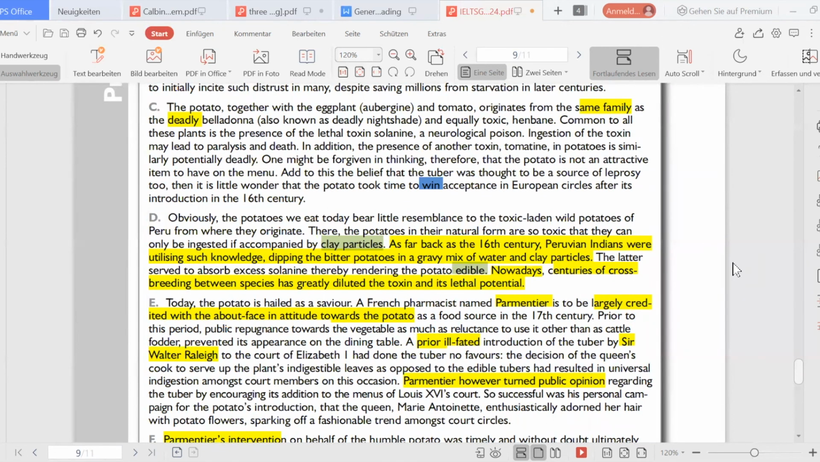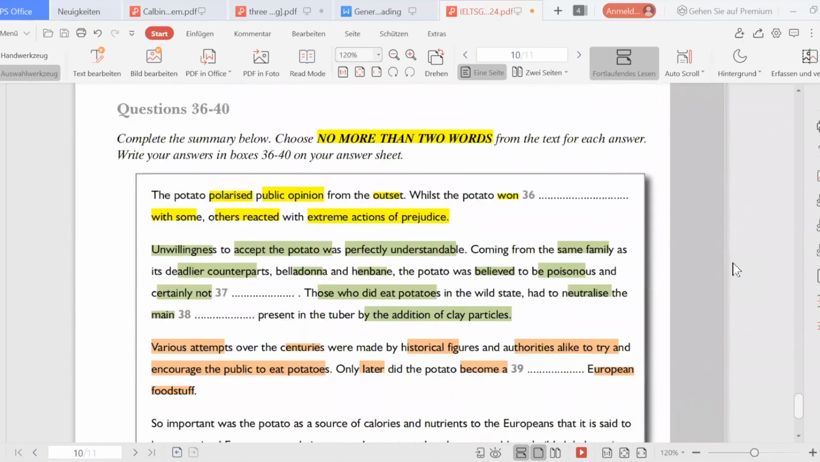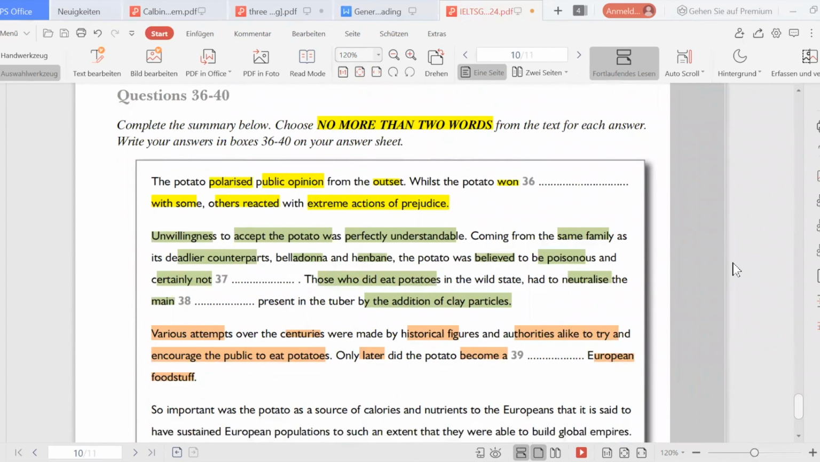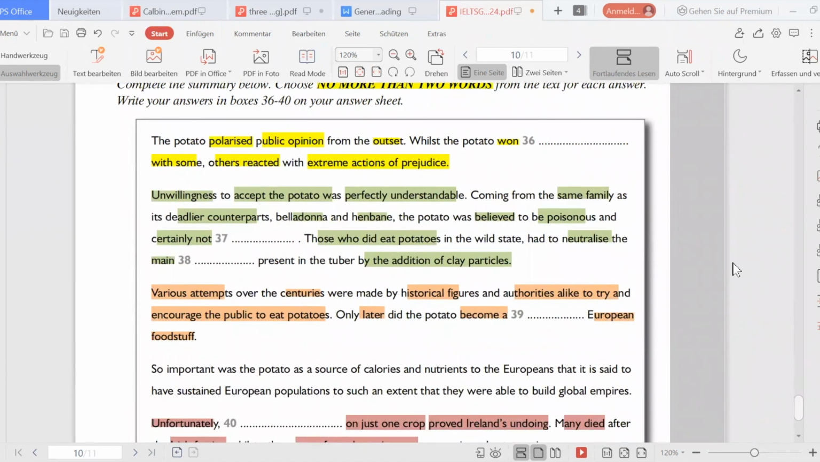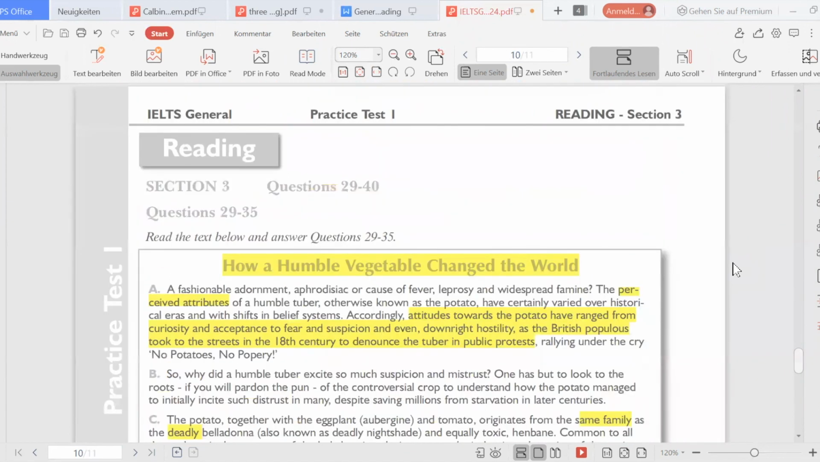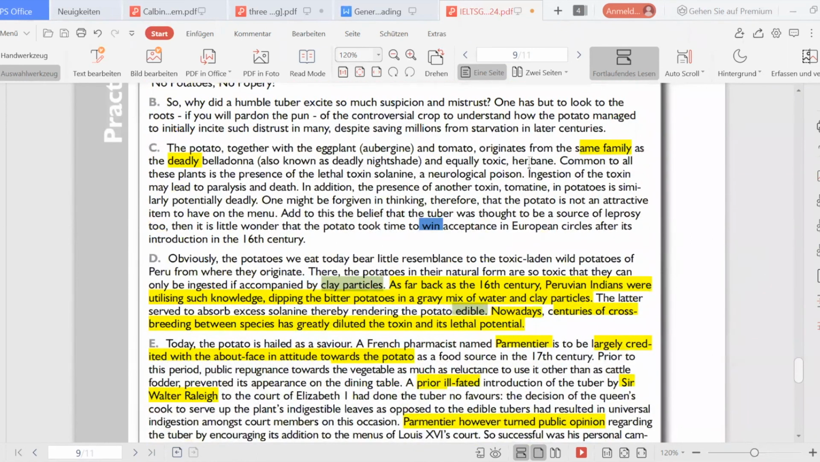Let me go back to the keywords and use the keywords. Yeah, the thing with the summary is sometimes it can be spread here and there, so it becomes quite difficult to see. The potato was believed to be poisonous. So we want to look for the word poisonous, and it's actually edible nowadays, centuries. I've forgotten where my keywords are.